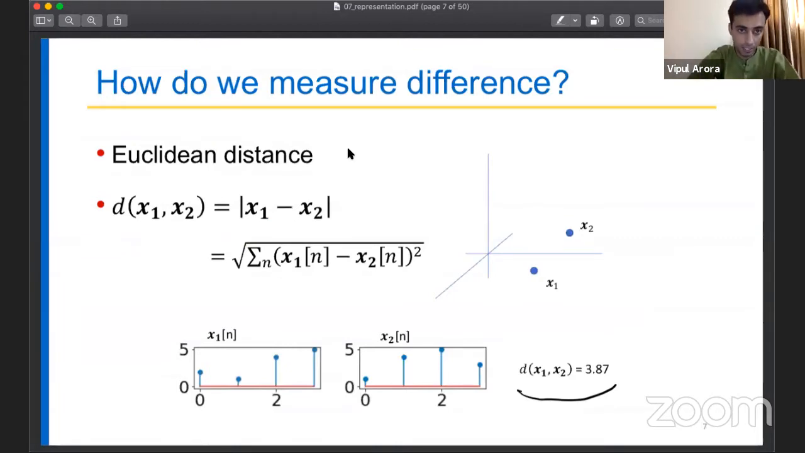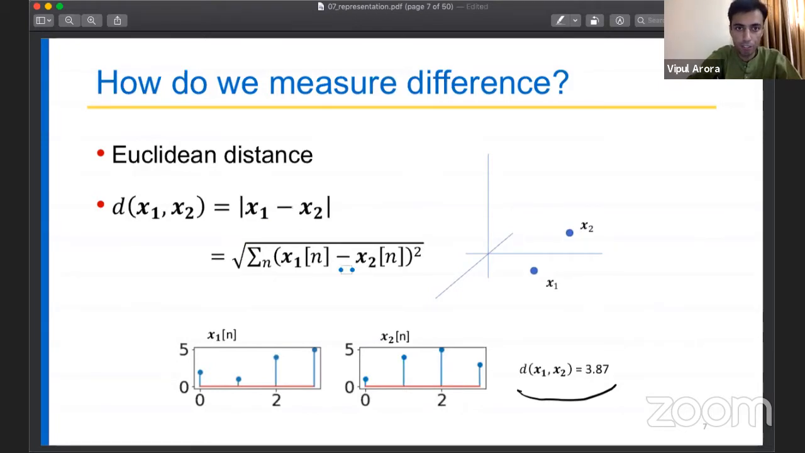So we're going to look at some of the basic distance metrics. The Euclidean distance is very familiar to all of you. You have a vector and another vector. What is the Euclidean distance between the two? Just subtract the two, square all their elements, sum them over, and take the square root. That is the Euclidean distance.